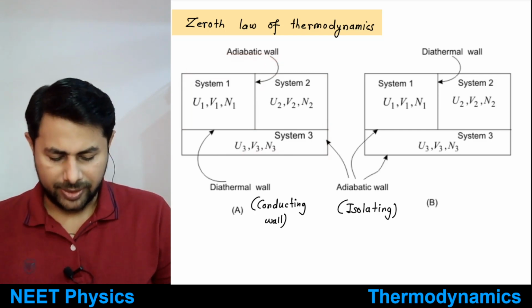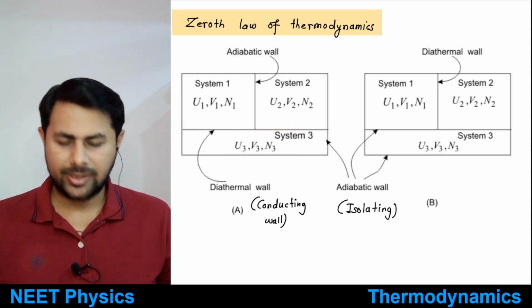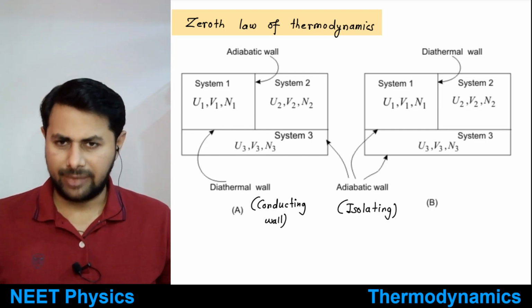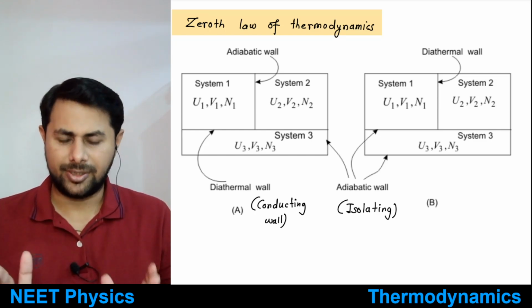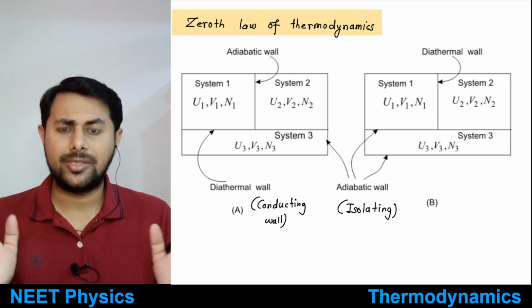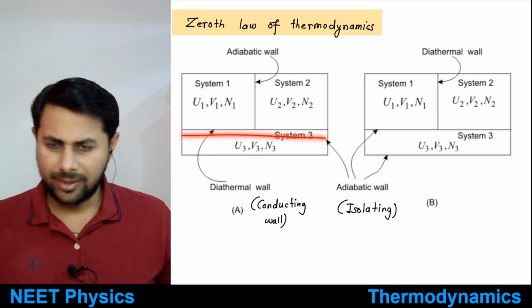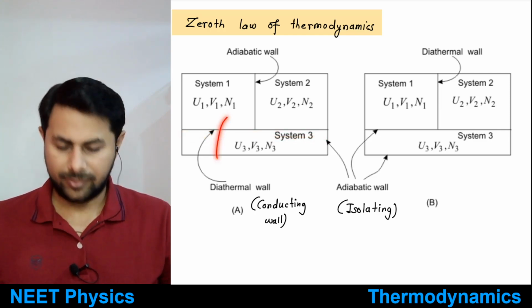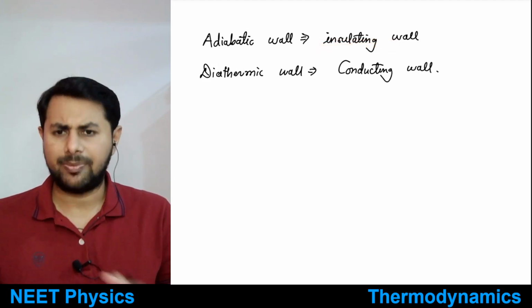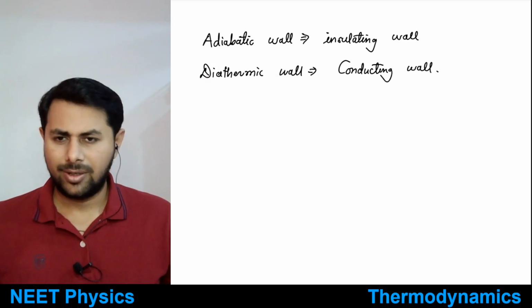There are adiabatic walls. So this is an adiabatic wall, this is a diathermic wall. Now what is an adiabatic wall, what is a diathermic wall? Adiabatic means the heat cannot be exchanged between the two parts separated by that wall. Adiabatic means insulated, there cannot be a heat exchange. And diathermic means the heat can be exchanged; it is a conducting wall.